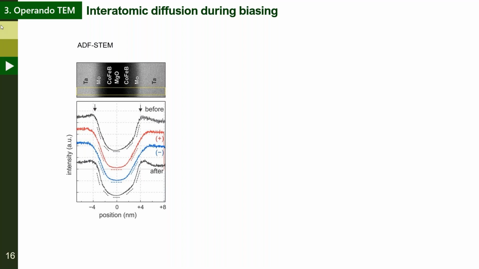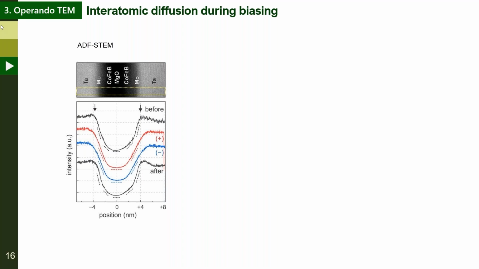Also, in the cobalt iron boron and magnesium oxide region, the distinction between the cobalt iron boron and magnesium oxide becomes unidentifiable, resulting in a flat intensity profile. As you can see, before biasing the slope is different in the magnesium oxide and cobalt iron boron, but during biasing the intensity becomes flat. And if I pause the biasing, the intensity profile returns to the original state.